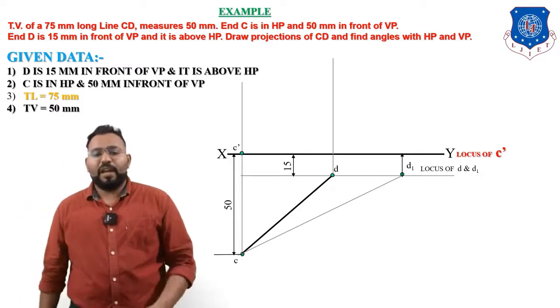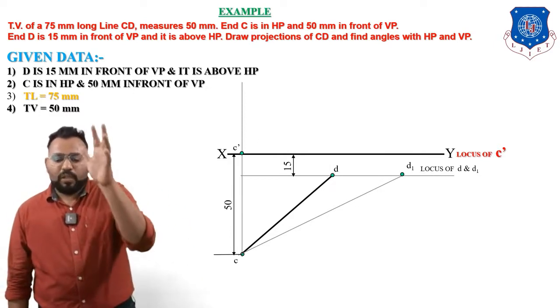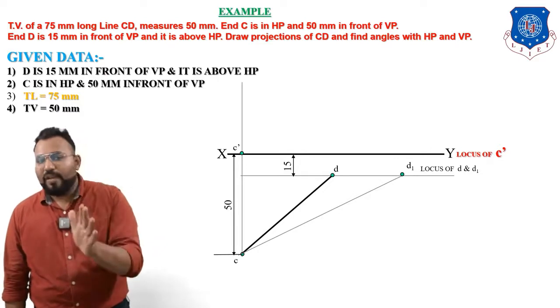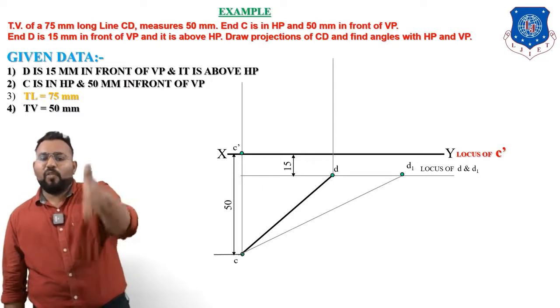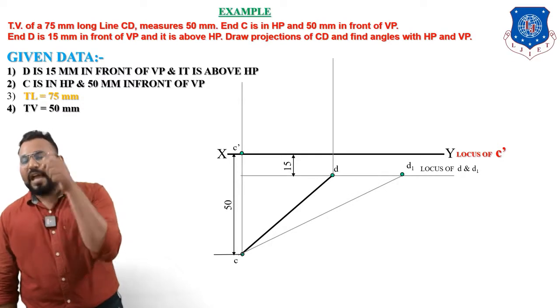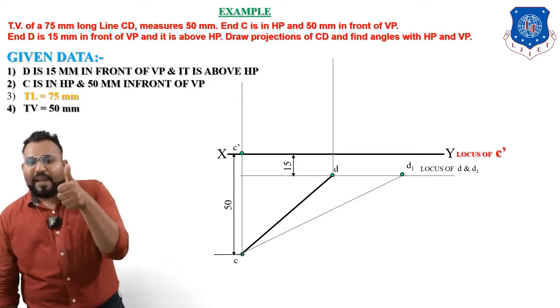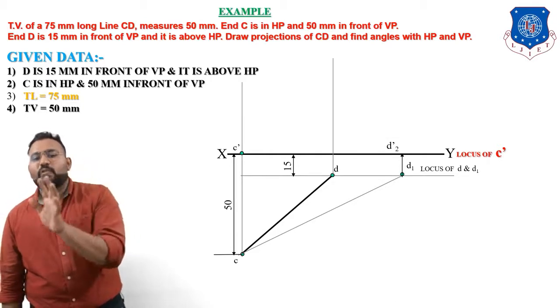Again I am going to repeat what I have done. From point D, I know that D and D dash both come on the same vertical line. So from point D, I will draw one vertical line of any random length. Now from point D1, I will draw one vertical line, and when this vertical line intersects locus of C dash, it will be point D2 dash.